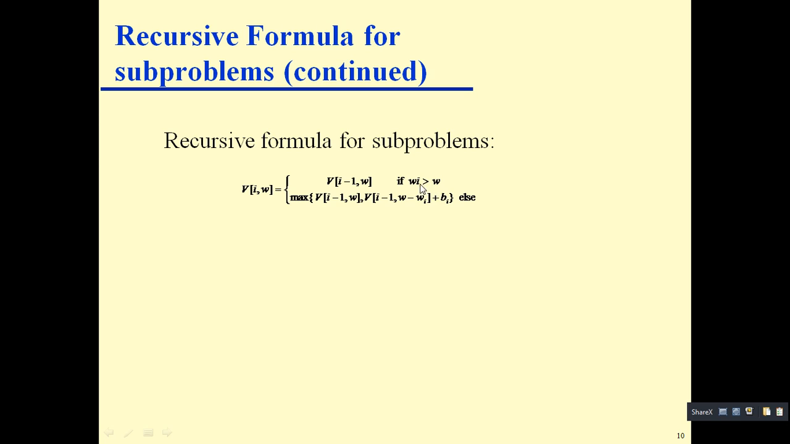So if we do so, this can be recursively redefined as V[i-1][w], meaning the ith item cannot be accommodated in this w, because the ith item weight wi is greater than w. So we are just excluding it, and it will be up to i minus 1. Second is else, meaning wi less than or equal to w. So wi less than w means up to the ith item can be accommodated in the weight w. Now if this happens, item i can be selected and the cost is bi.